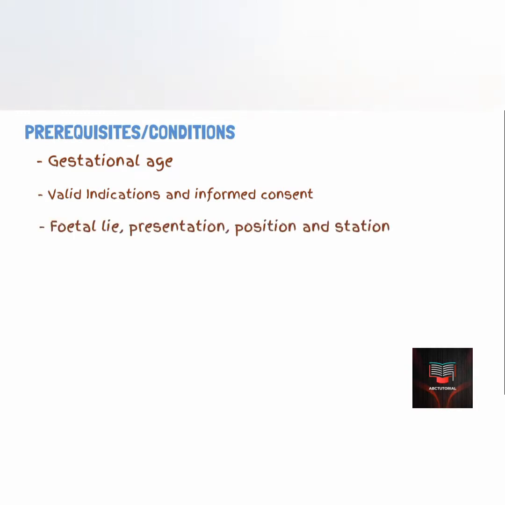The prerequisites for induction of labor. So the gestational age of the fetus must be calculated adequately to prevent the baby from being born prematurely, also known as iatrogenic prematurity. Valid indications must also be established and informed consent must be taken from the mother. Fetal life, fetal presentation, fetal position, and fetal station must all be determined so as to know if they are normal. The fetal biophysical profile must also be measured so as to know the well-being of the fetus.